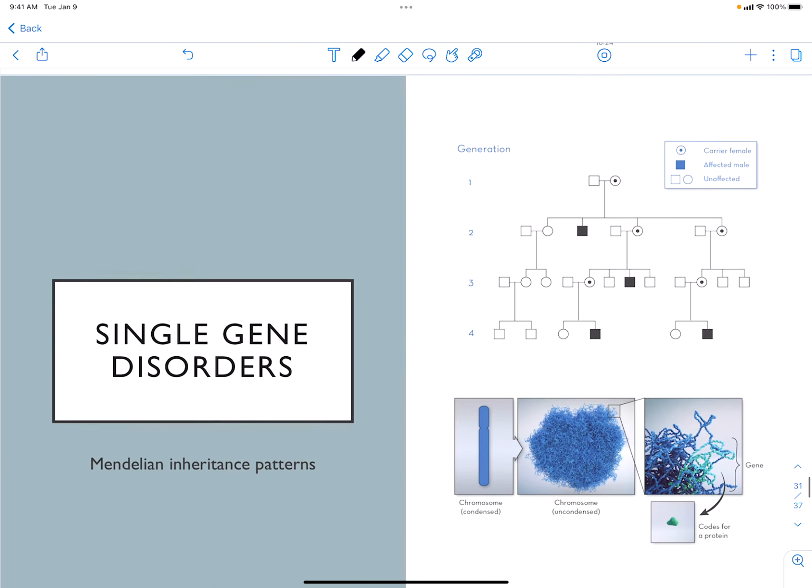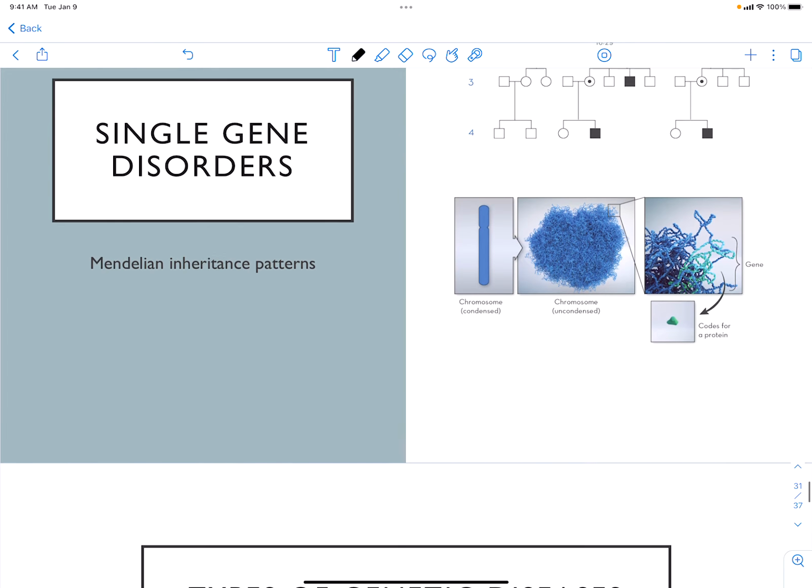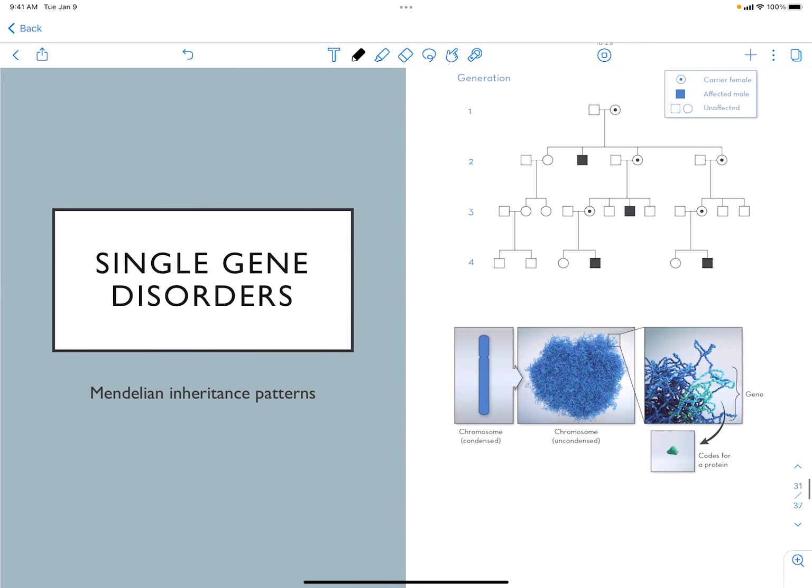The next step are single gene disorders. Okay, so in our single gene disorders, this is going to be caused by variations or mutations in a single gene, sickle cell anemia, for example.